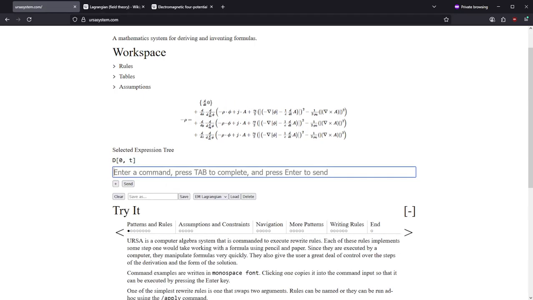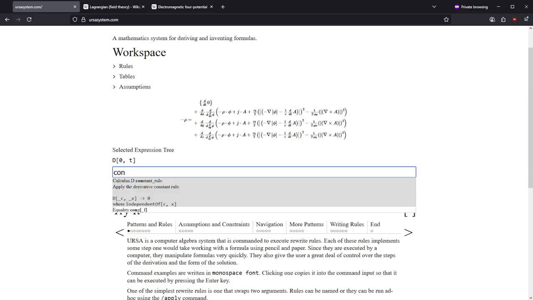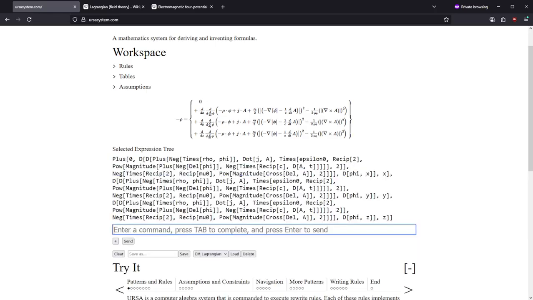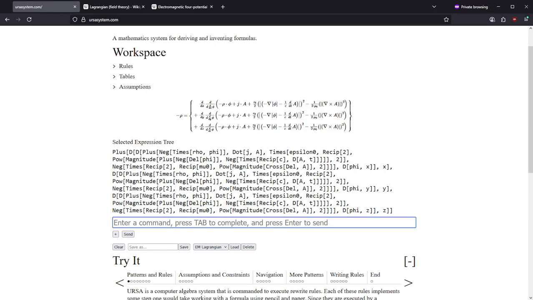Then I can simplify this. Simplify does not take the derivative of 0. It's actually configurable and you can make it take the derivative of 0, but it doesn't. And I won't show that in this video, but anyway, I've used the constant rule there and got rid of that. So now we've got these 3 remaining terms, and we need to rewrite these and simplify them.